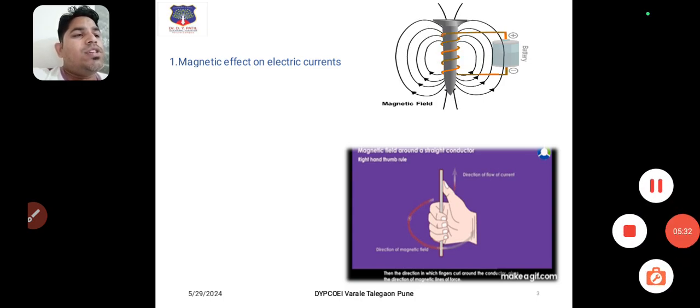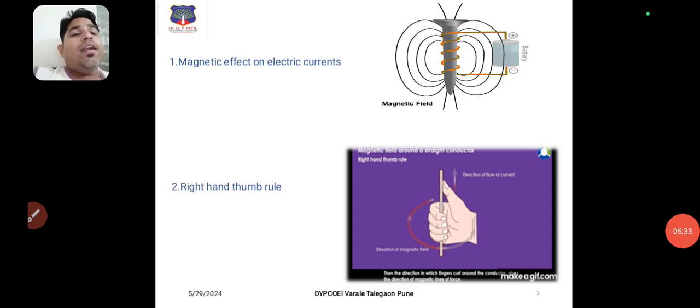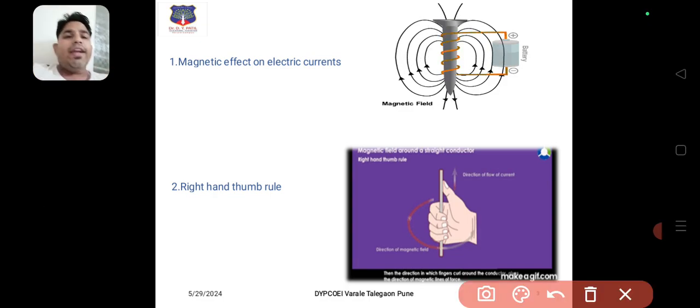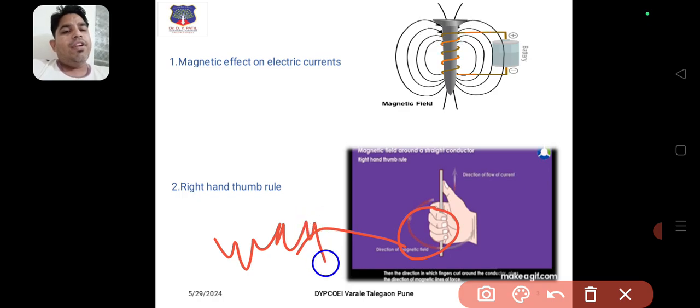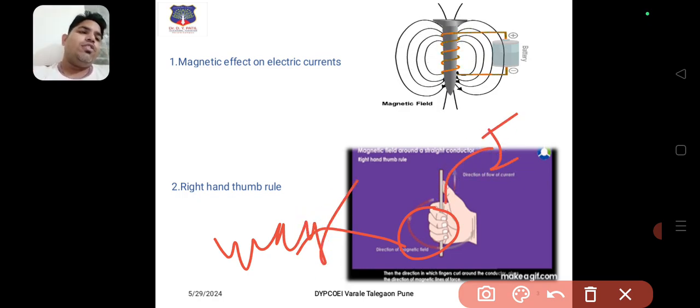Next, the right hand thumb rule. When we hold any conductor in the right hand, the thumb indicates the direction of current, and the remaining four fingers indicate the direction of the magnetic field.